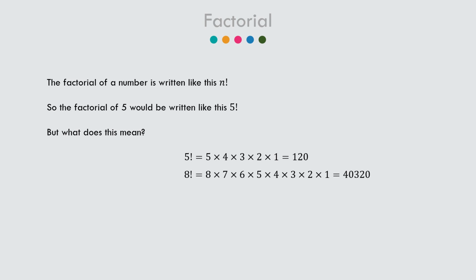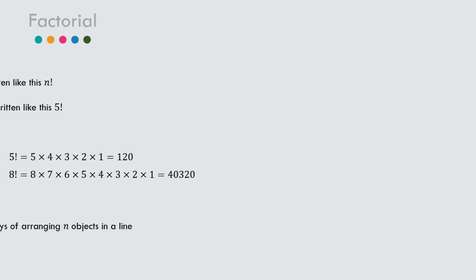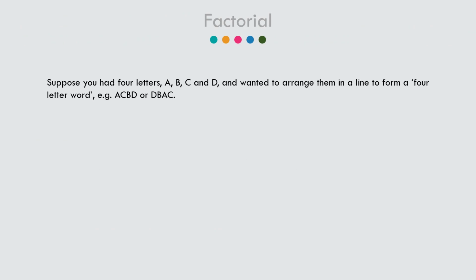So now we know how to calculate the factorial of a number. But what's the point of this? What does it actually do? Well, n factorial is the number of ways of arranging n objects in a line. Let's examine this idea further. Let's look at this example. Suppose you had 4 letters, A, B, C and D, and wanted to arrange them in a line to form a 4-letter word. For example, ACBD or DBAC.